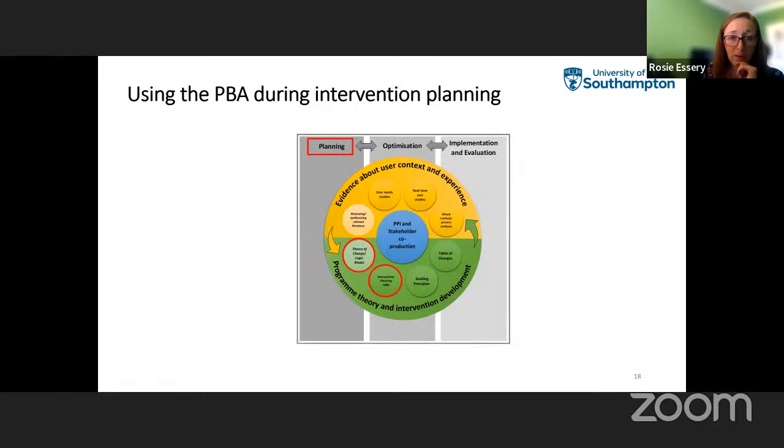I'm going to move on now from guiding principles to another element of the planning process, which is something called an intervention planning table that we use.